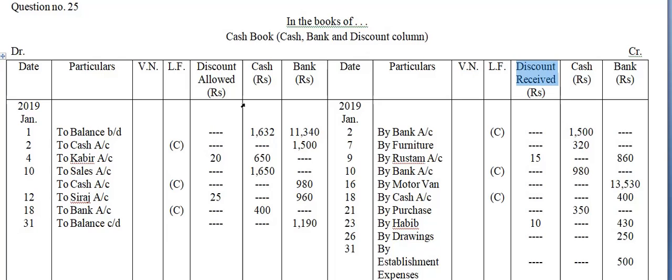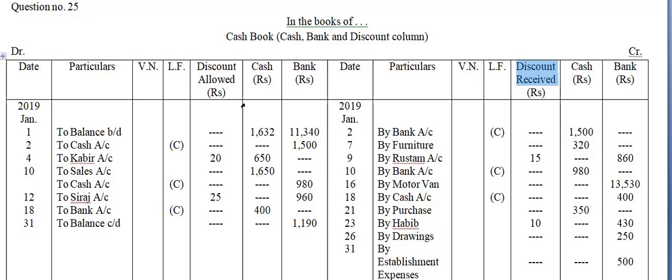Why? Because discount is a nominal account. So if it is allowed, assume it to be your expenditure, and if it is received, then it is your income. So debit expenses, credit income. That's why we are keeping discount allowed on the debit side and discount received towards the credit side.